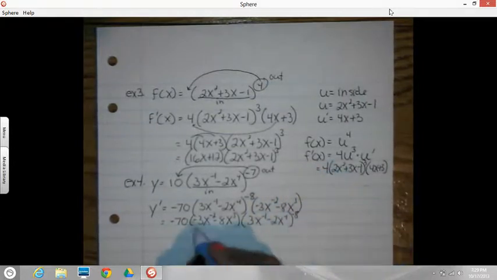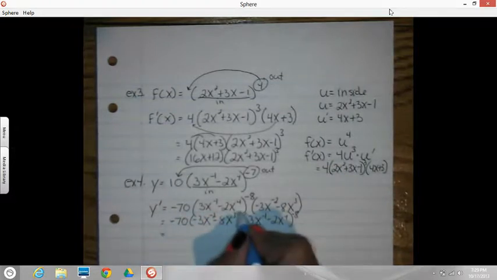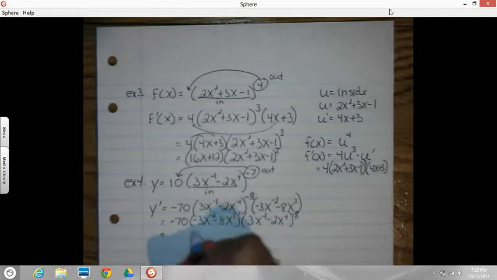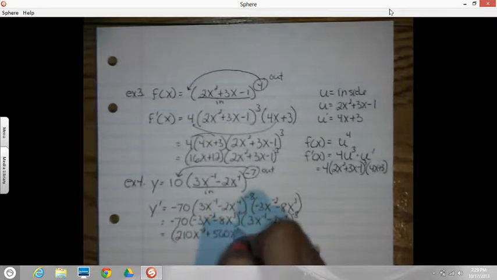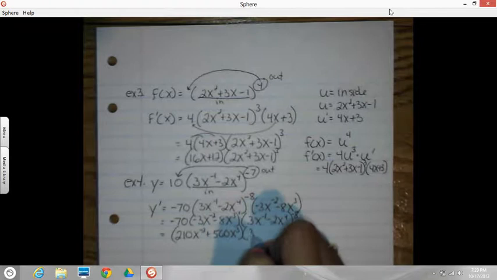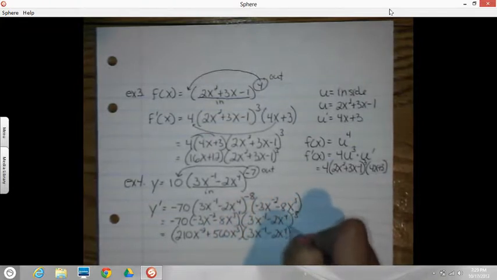And then I can distribute my negative 70 in, because this power out here on the parentheses is 1. That'll be a positive 210, x to the negative 2, plus, 7 times 8, 560, x cubed, minus 2x to the fourth to the negative 8.